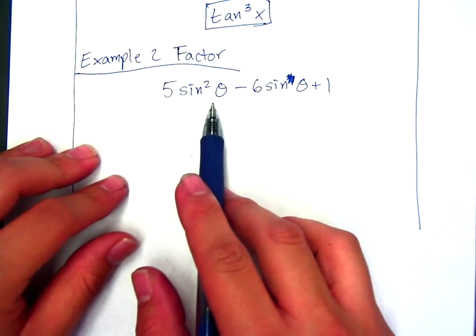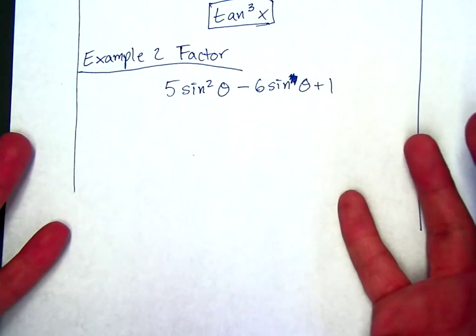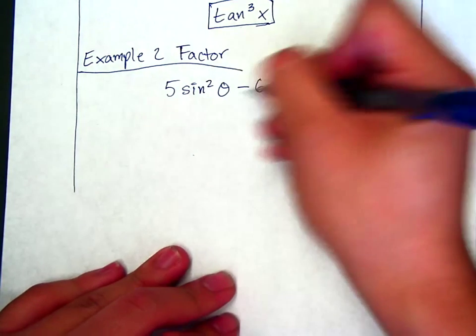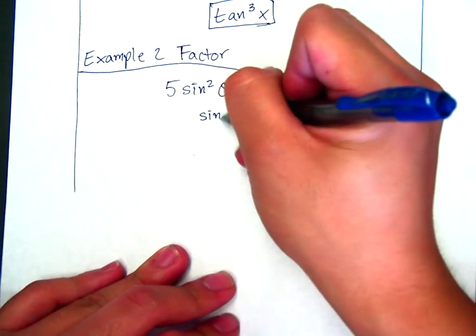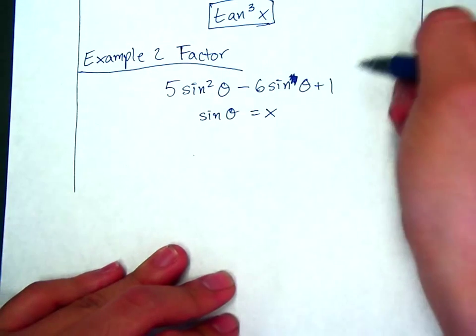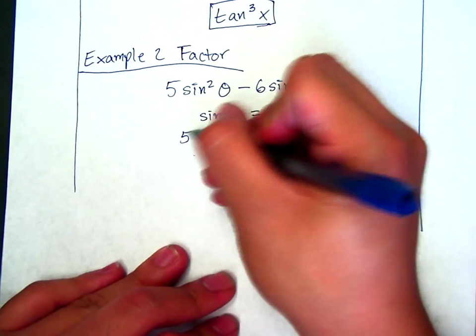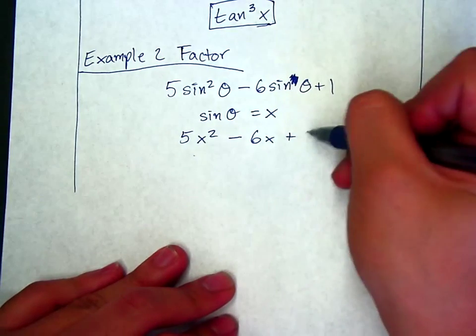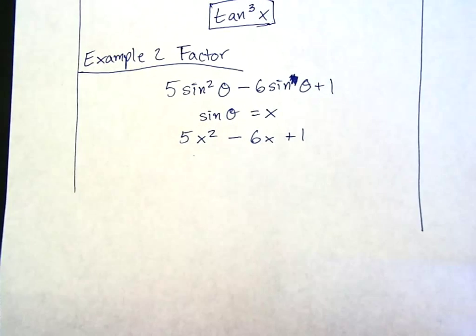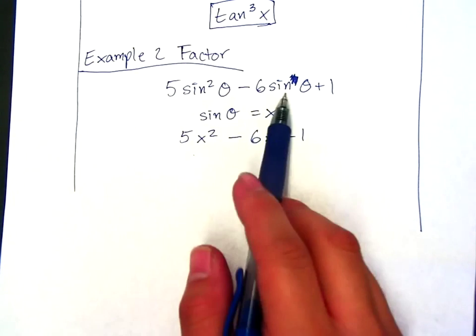For those of you who think factoring this might look a little too confusing, you're used to something like 5x squared, you can do that if it really confuses you. So let's say that sine theta equals x instead. If that helps you in factoring, I can replace both of the sine thetas like this and have 5x squared minus 6x plus 1. So that's one way you could do this, or you could just factor straight up from this guy over here.